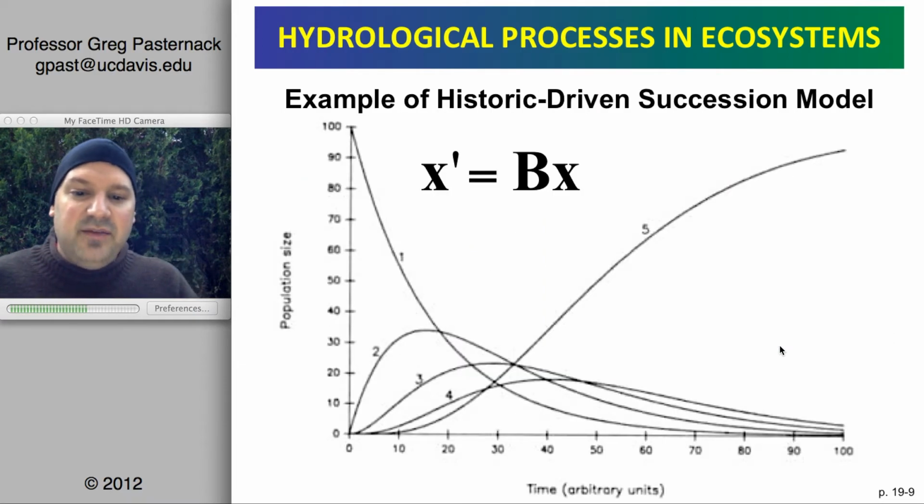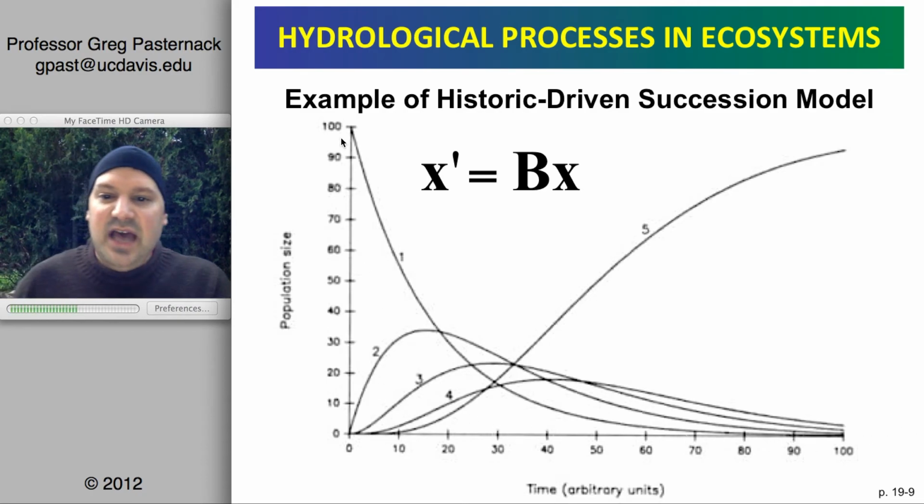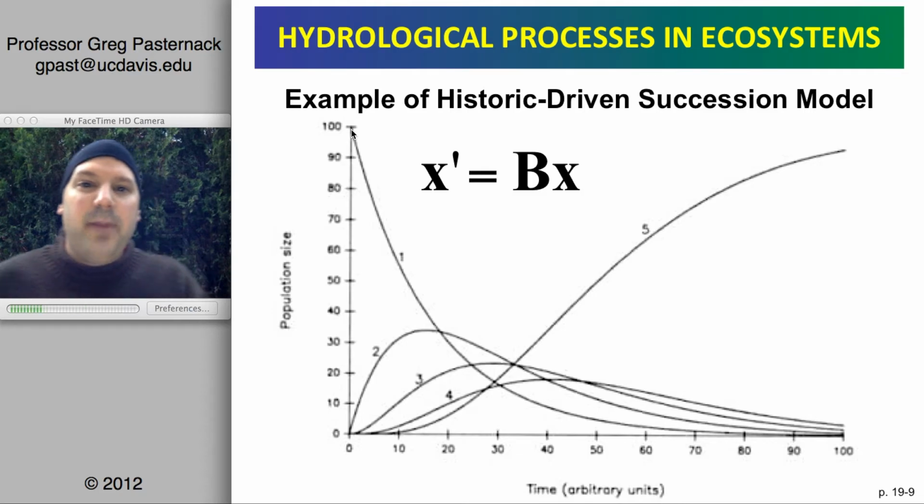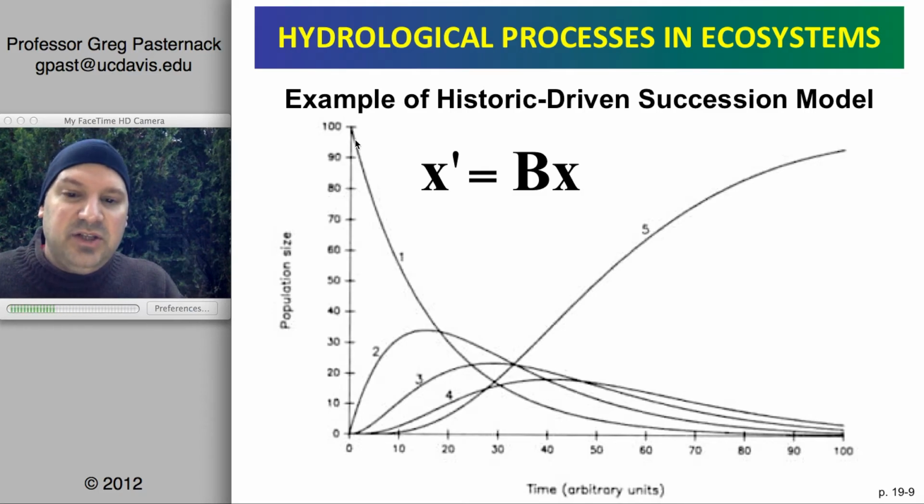So if we make a plot of this, then you get this function here. Sorry, it's a little blurry. X-axis is time, y-axis is population size. Start off with a full population of species 1. It's hurting itself, so its population declines.